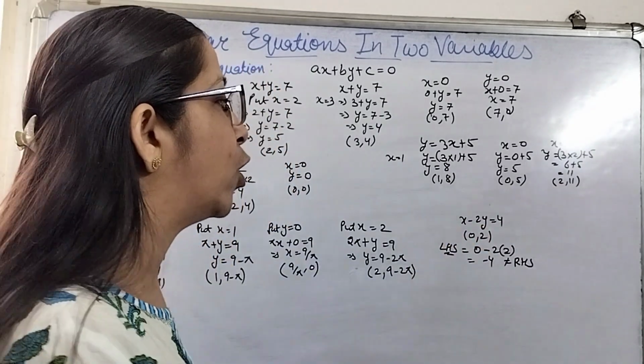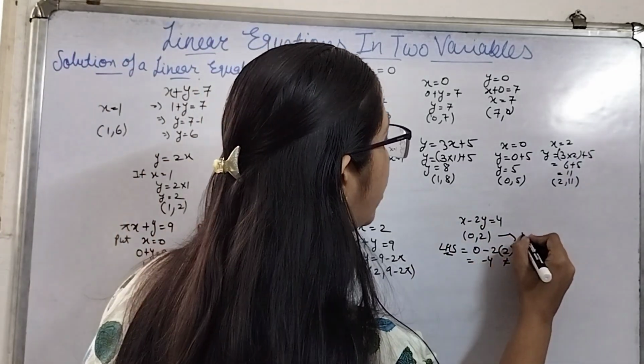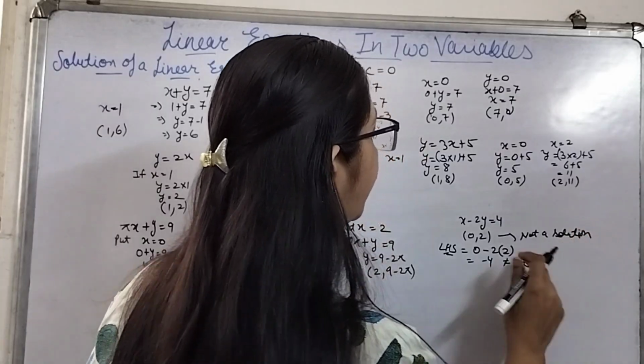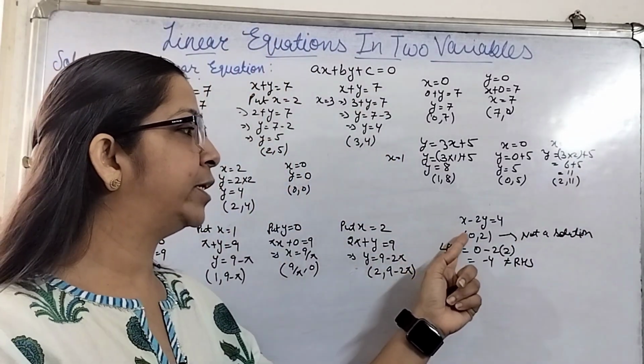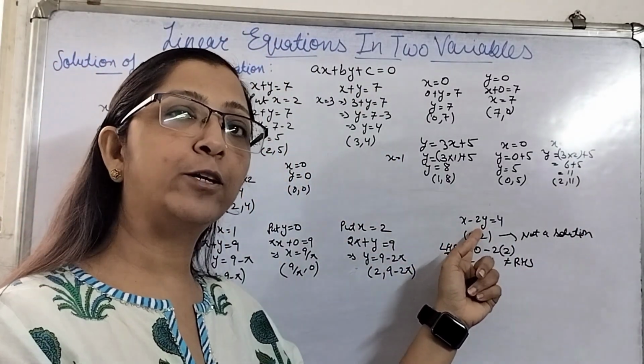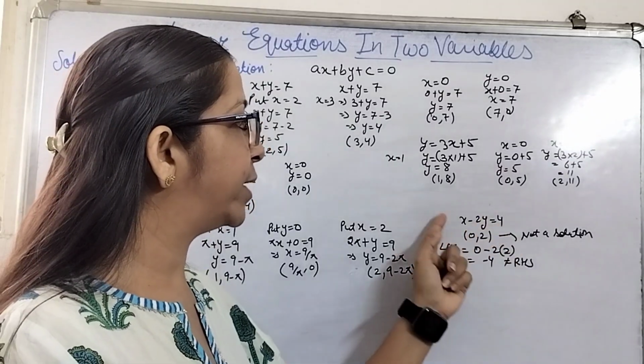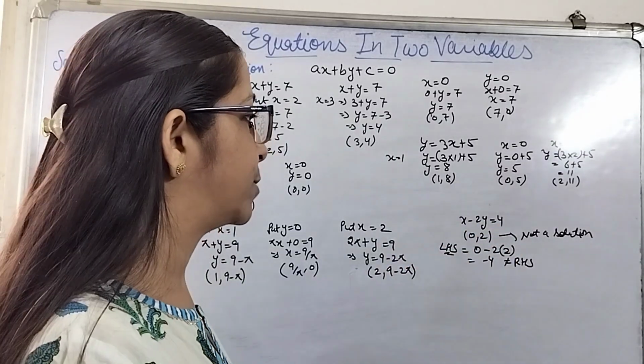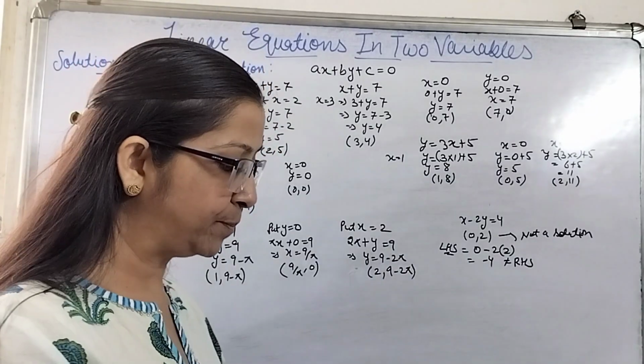That means (0, 2) is not a solution of the equation. When we put x equals 0 and y equals 2 in the equation, it does not satisfy the equation. The LHS is not equal to the RHS, so it is not a solution.